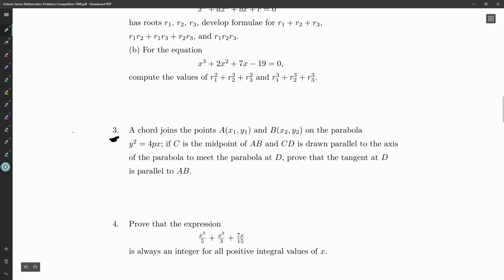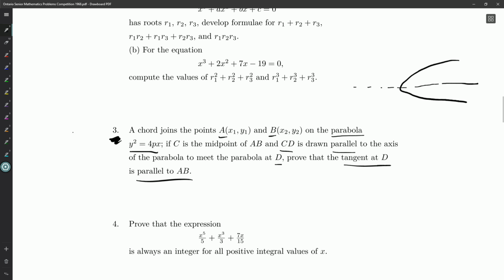Root Beer here, looking at the third question on our Ontario senior paper from 1968, way back when. A chord joins points A and B on the parabola y squared equals 4px. So this is a sideways facing parabola. That's kind of nifty. We don't talk about those a whole lot nowadays. If C is the midpoint of AB, and CD is drawn parallel to the axis of the parabola, so the dividing line, to meet the parabola at D, prove that the tangent at D is parallel to AB, the original line.